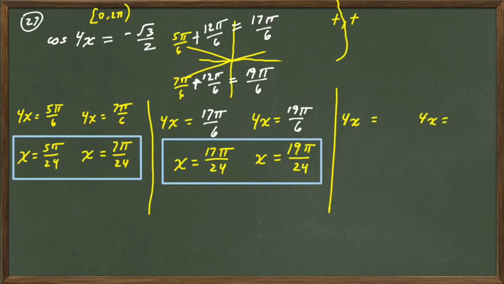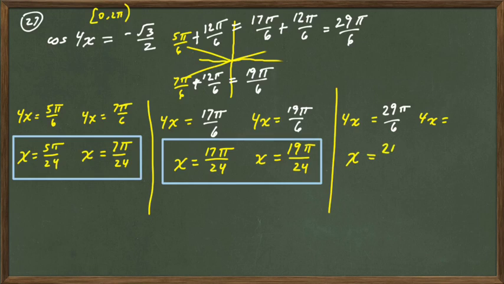Okay, if I added 12/6, or 2 pi, to 17/6, what would I have? 29/6. Why can I probably stop right here? What do you get if you multiply by 1/4? 29/24. Is that right? So I guess I'm still going. That's not bigger than 2 pi yet, is it? So I've got to keep going.